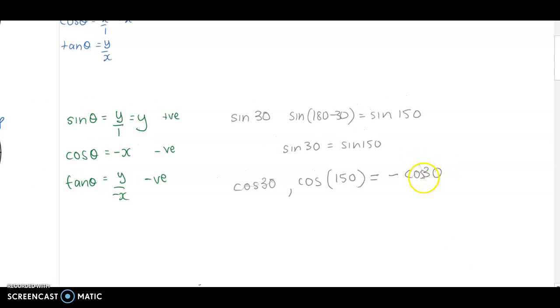Oops, a bit of a mess in there. So the value for cos 30 will be the same, except in the second quadrant, cos of that will be negative instead of positive. Okay, so let's go back and just have a look at what's actually happening here.